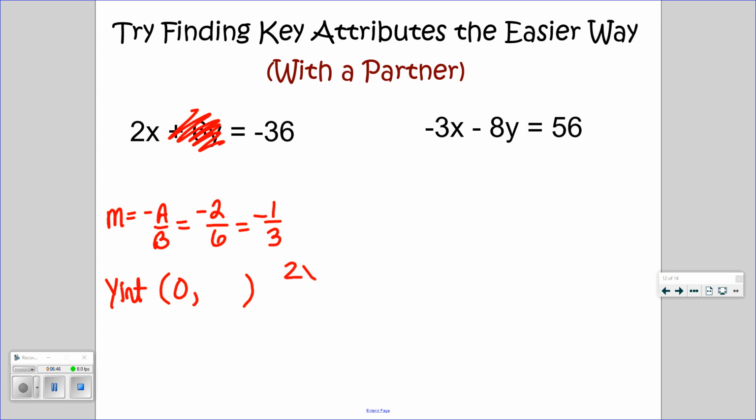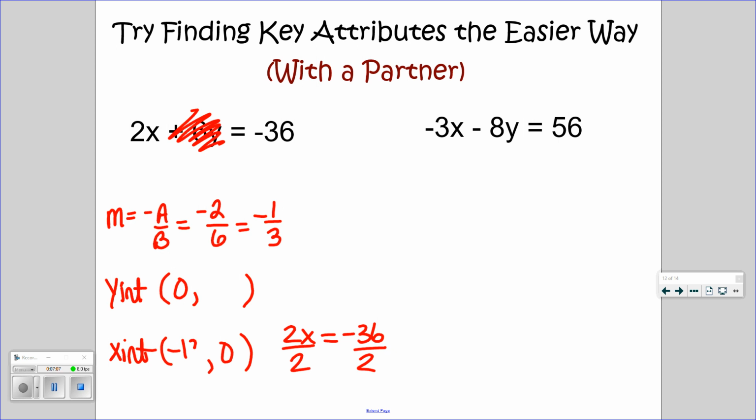So 2x equals negative 36, divide by 2. I get x, oh, this is y, sorry. This is the x-intercept. I messed that up. Sorry about that. So my x, we'll move this down here. X would be negative 18, okay?